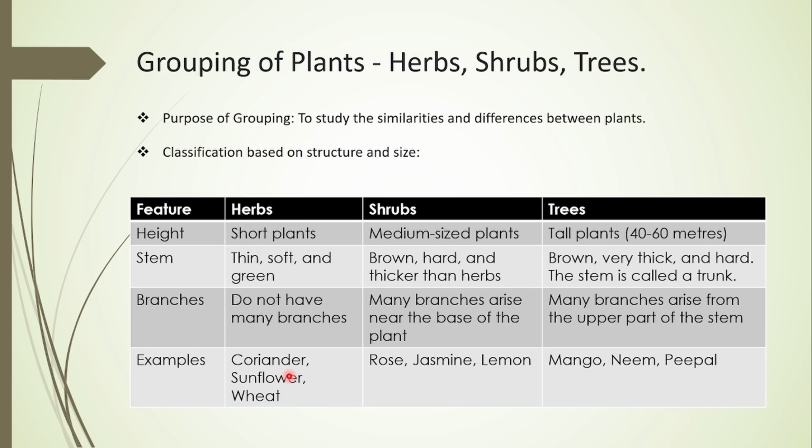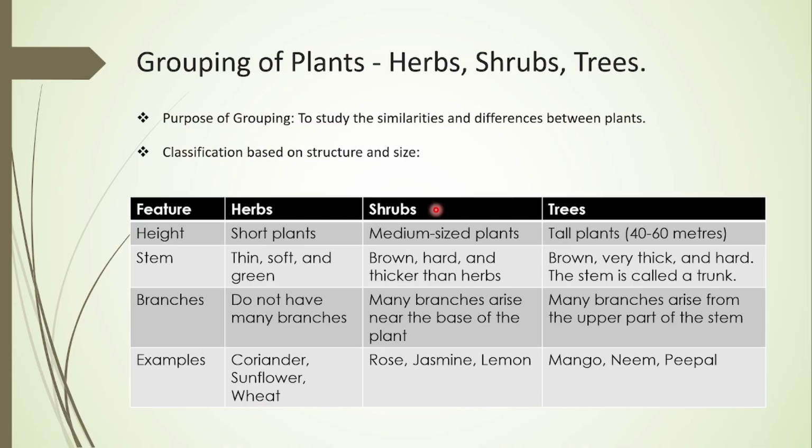Then, grouping of plants into herbs, shrubs, and trees is done to study the similarities and dissimilarities between plants. They are grouped by classification based on structure and size. Herbs are short plants with thin, soft, green stems, and they do not have many branches. For example, coriander, sunflower, and wheat.